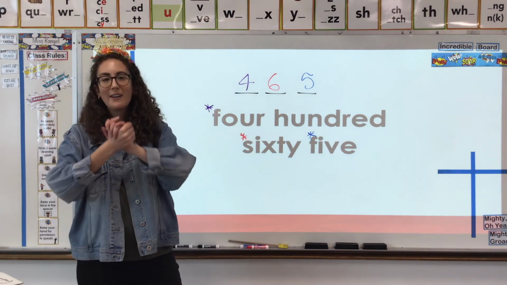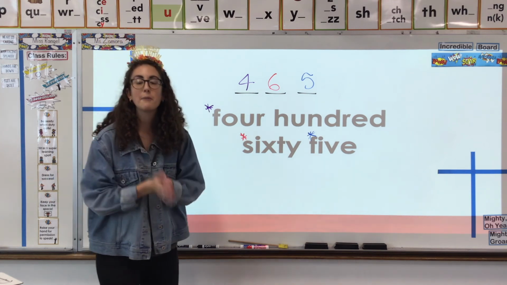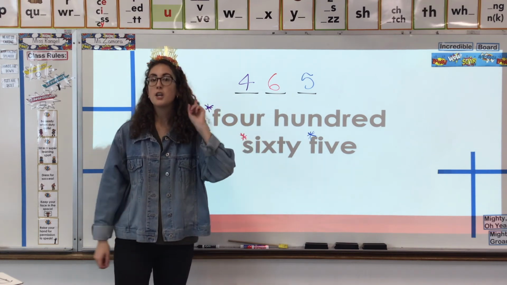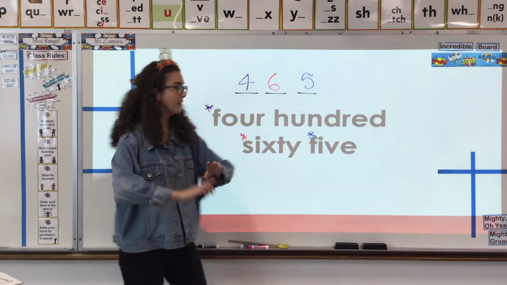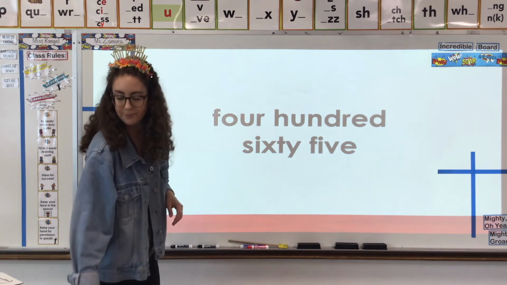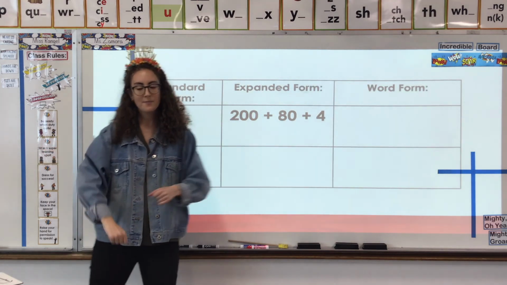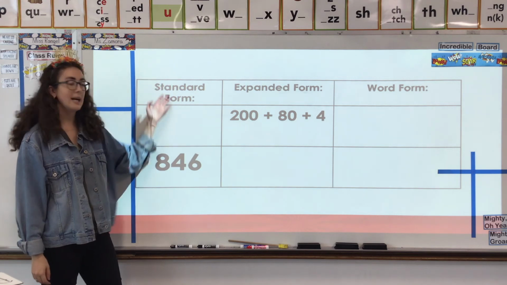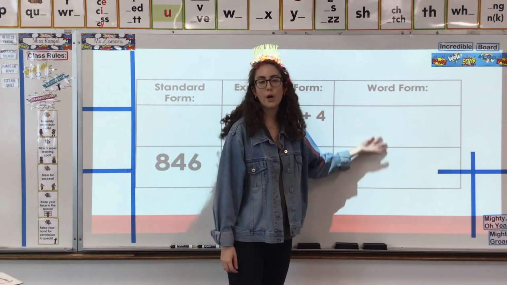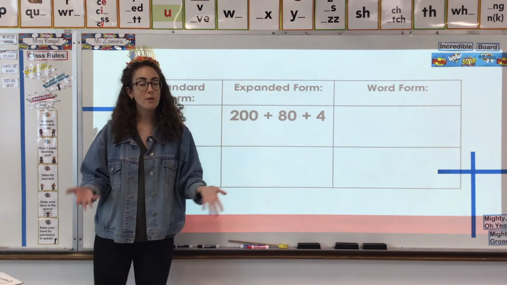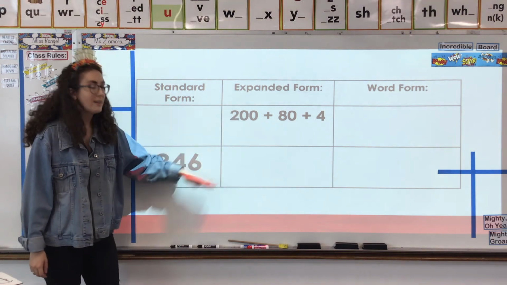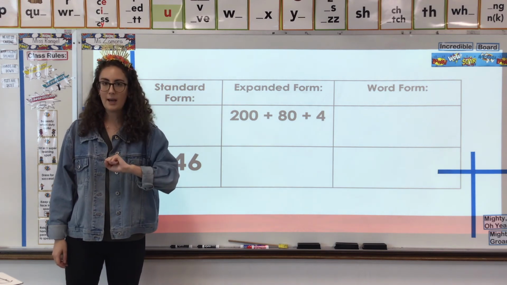Good job, Super Scholars, figuring this out on your own and working hard with me. So, after all these 4 forms, you have another chart that you are going to fill out to practice on your own. So let me reset. So, here is your task. You've got another chart. We've got a standard form column, an expanded form column, and a word form column. So your job, of course, is to complete the chart. You have 2 numbers that need to be written 3 different ways.